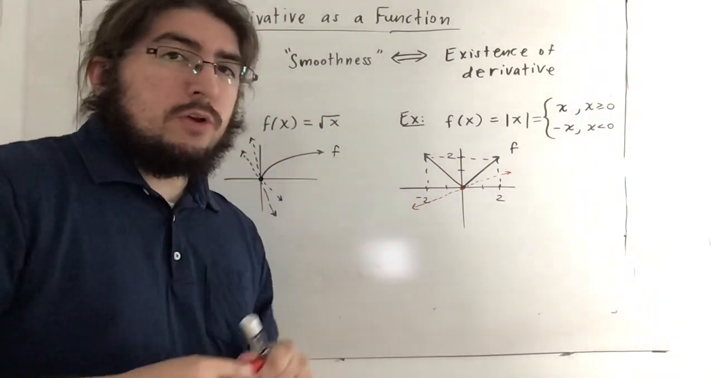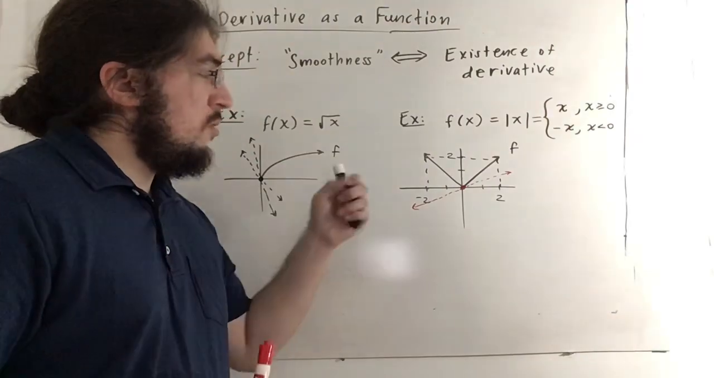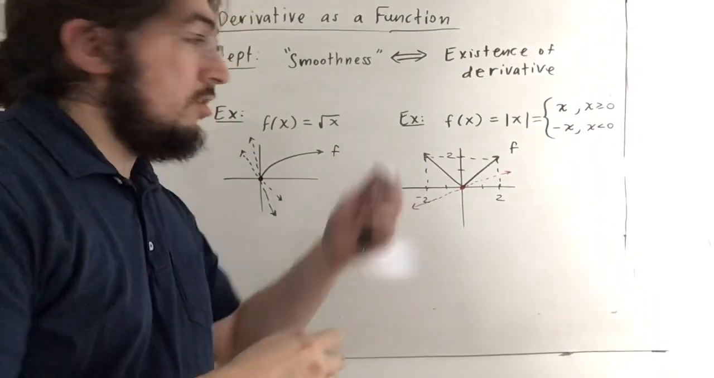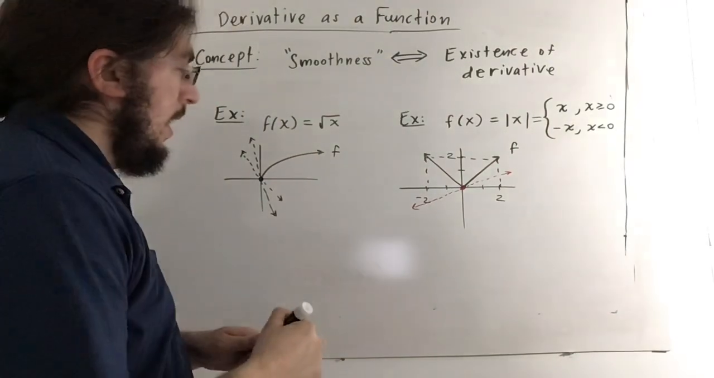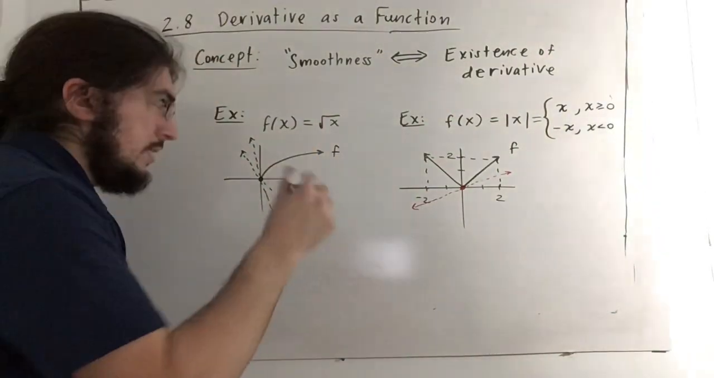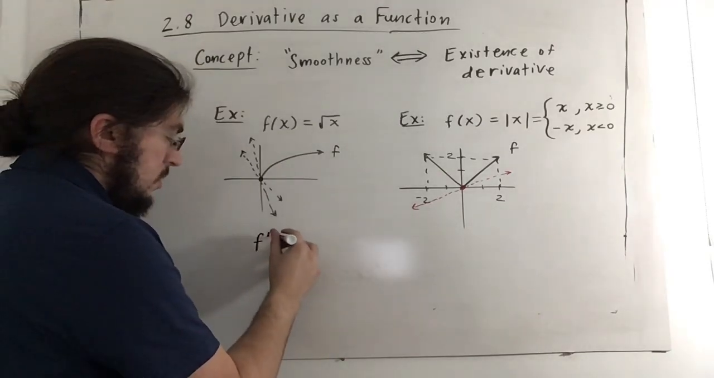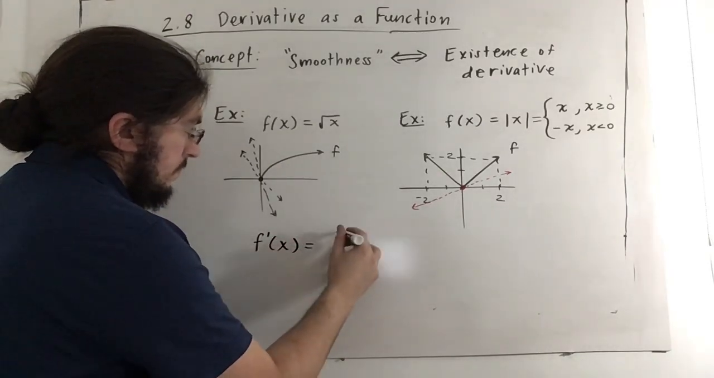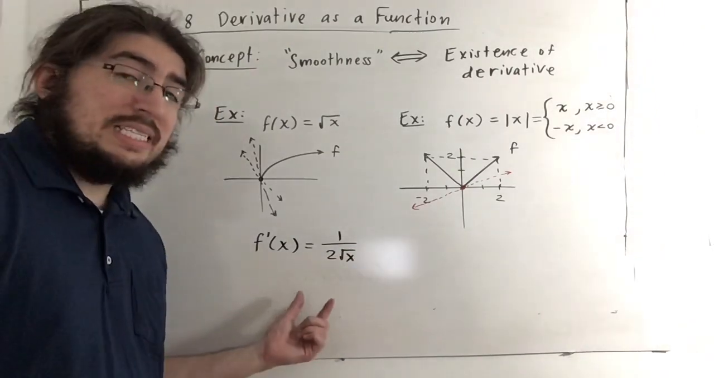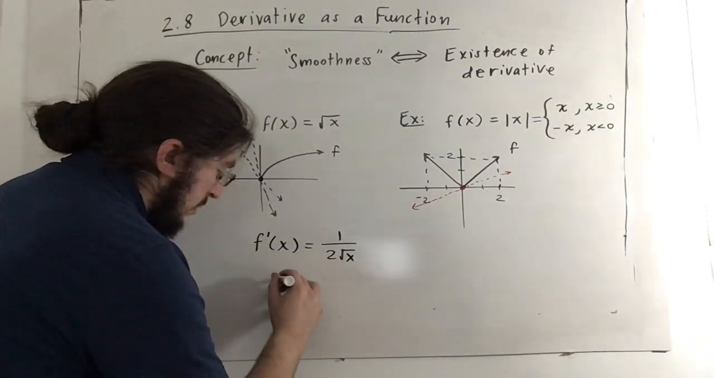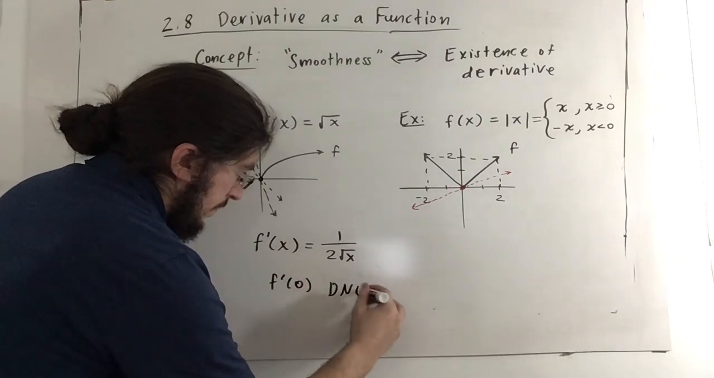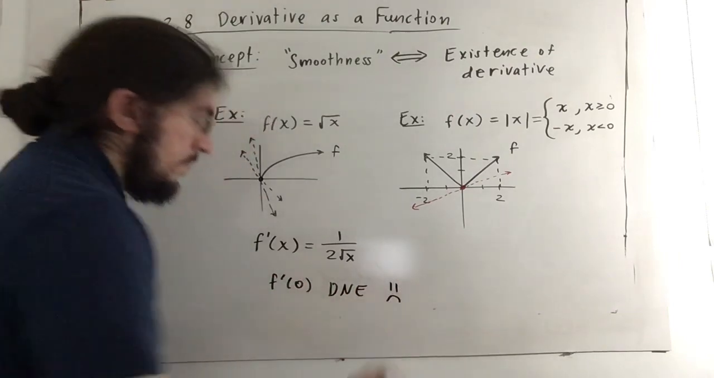And I'm not going to show you, but I will say that if you were to find the derivative of this, its derivative would actually also be piecewise. In fact, before I show that, let me show this one just to remind us what happens here. Here, the derivative was 1 over 2 radical x, which doesn't exist at 0. So f prime of 0 doesn't exist. All right.